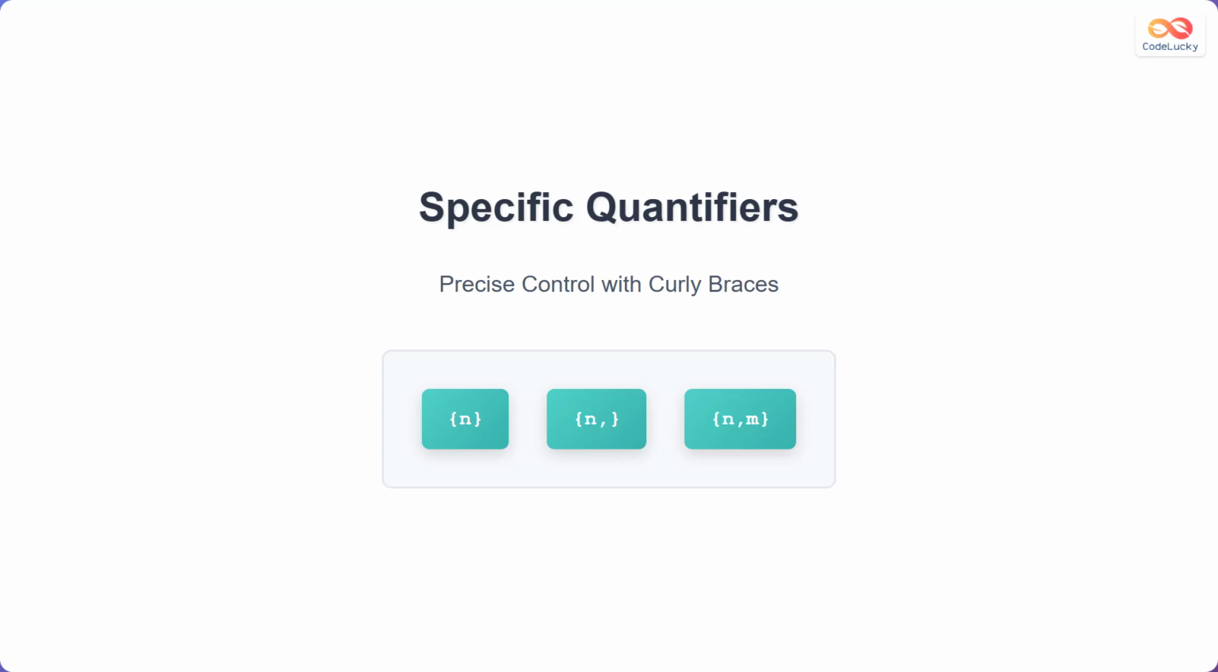In this lesson, we'll explore specific quantifiers in regular expressions. These quantifiers use curly braces to give you precise control over how many times a character or group should appear in your pattern. Let's dive in and understand how to use them effectively.